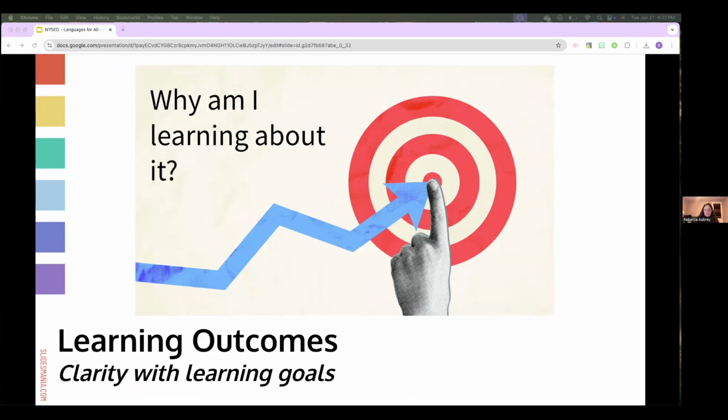Why am I learning about it? So why is this important in the real world? And it's really hard to have a lengthy, compelling explanation about why it's important to conjugate AR and ER verbs correctly. But if our students are learning that language for a specific communicative purpose, that why am I learning about it becomes a lot more compelling.